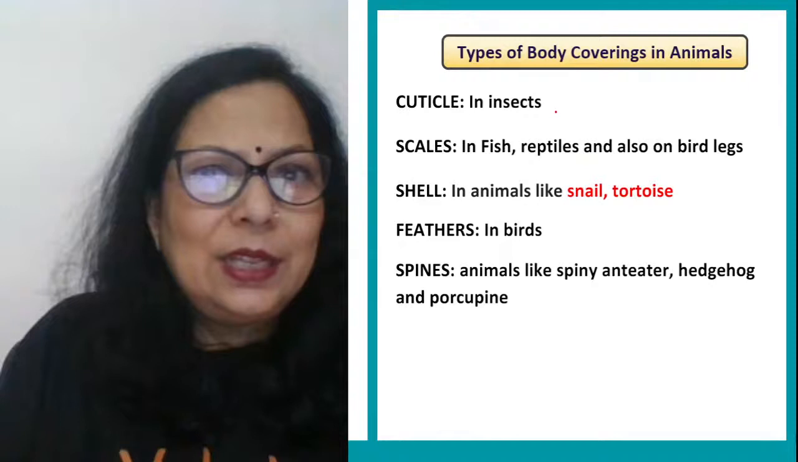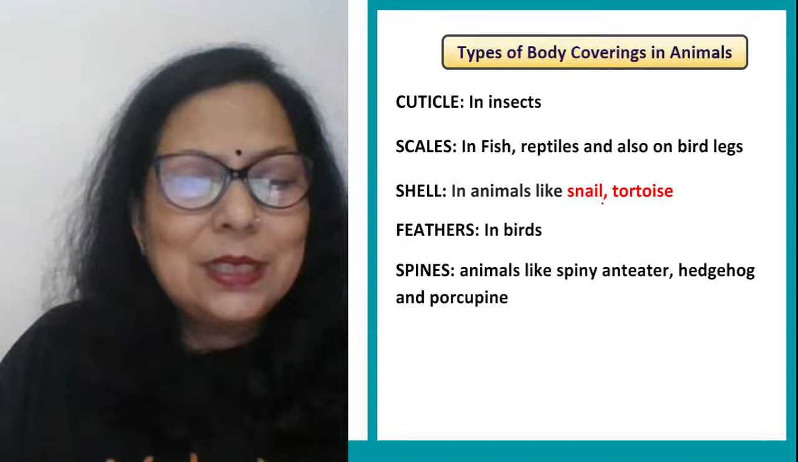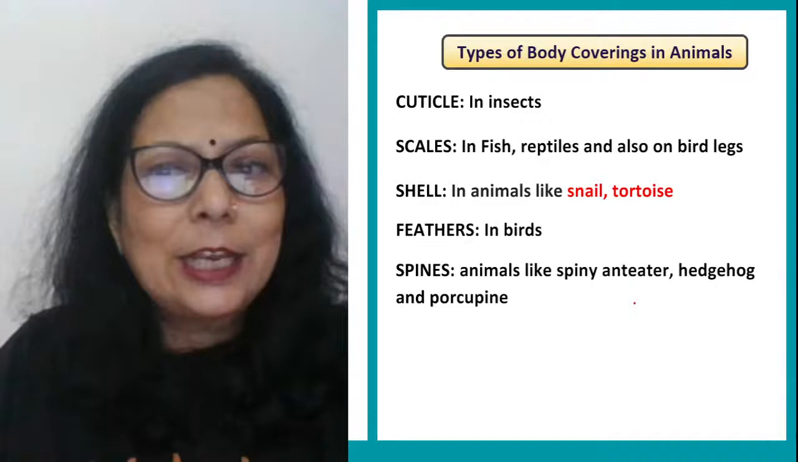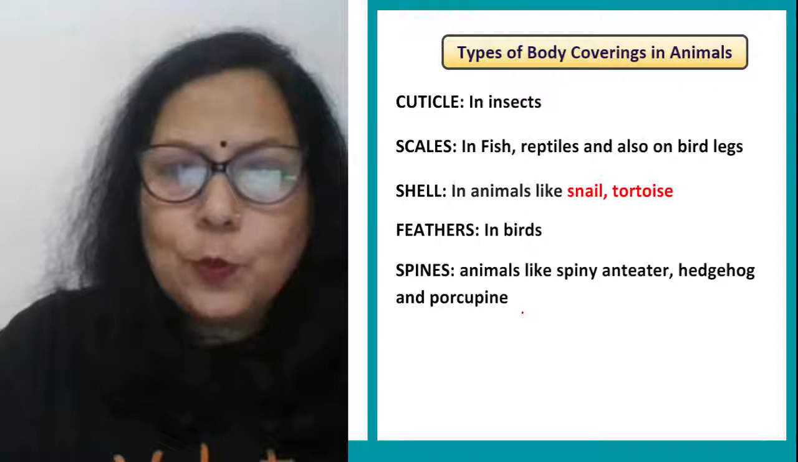Types of body covering in animals. Cuticle is present in insects, scales in fish, reptiles and also on bird legs. Shell in animals like snails and tortoise. Feathers in birds. Spines in animals like spiny anteater, hedgehog, porcupine.